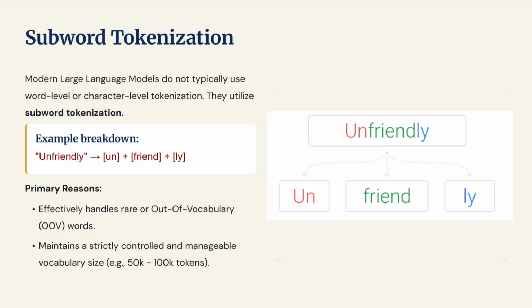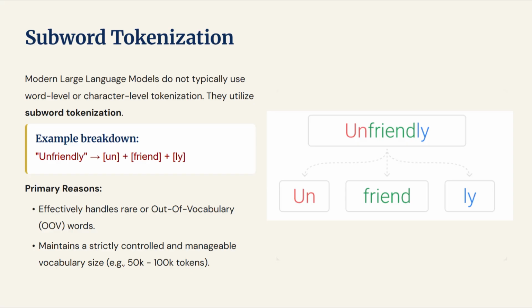There are two main reasons for this approach. First, it handles rare or out of vocabulary words gracefully. If the model hasn't seen a word before, it can still break it into familiar parts. Second, it keeps the vocabulary size manageable, typically in the range of 50,000 to 100,000 tokens. This makes training and inference computationally practical.